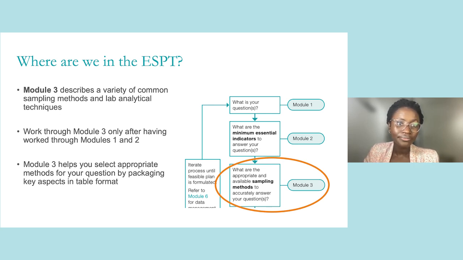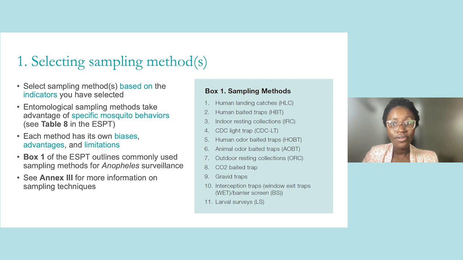Let's begin. In the following 6 slides, we will first discuss how Module 3 helps you select the appropriate sampling methods and laboratory techniques to collect the data that will address your priority question. Field sampling methods must be selected based on your minimum essential indicators. There are 2 key points to bear in mind during the selection process.